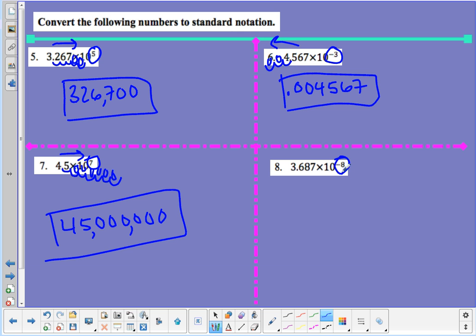Negative 8 tells me I'm going to have a small number, which means I need to move my decimal point to the left. So I go left 8 places. There's 1, 2, 3, 4, 5, 6, 7, 8. 1, 2, 3, 4, 5, 6, 7 zeros. So decimal point, 1, 2, 3, 4, 5, 6, 7 zeros, and then 3, 6, 8, 7.